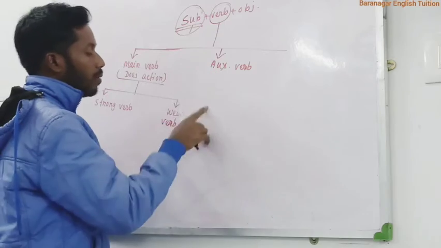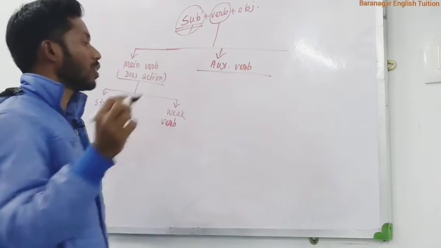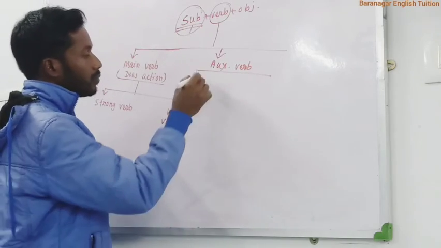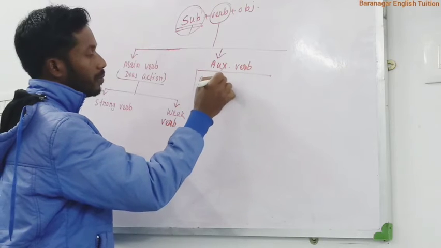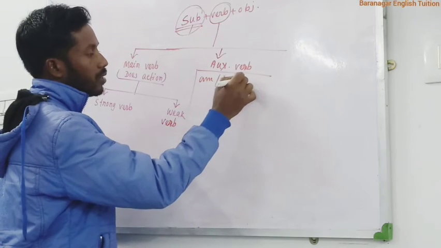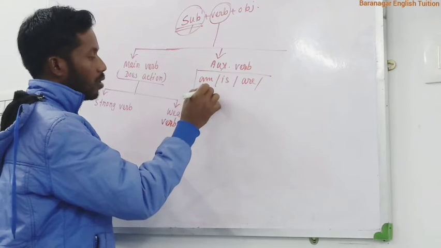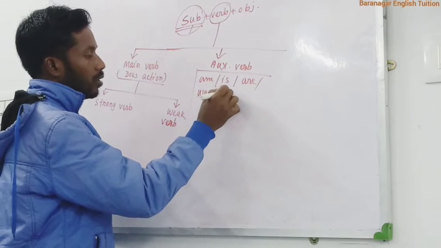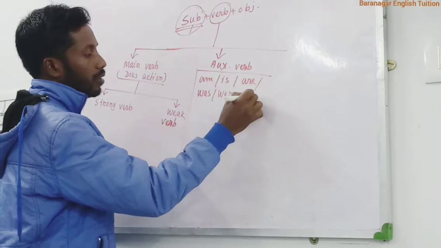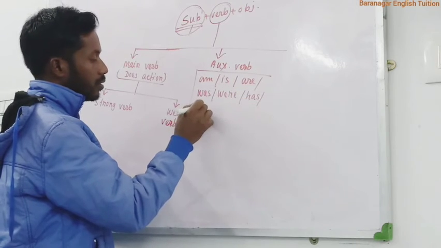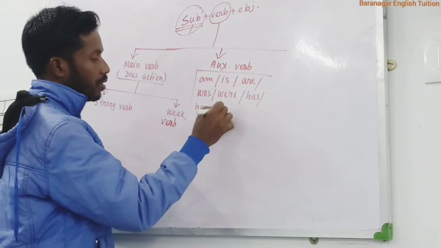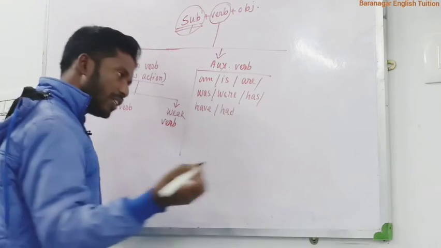So auxiliary verbs, I'm just telling you which are auxiliary verbs, like am, is, are, was, were, has, have, had. Be is also a part of it.